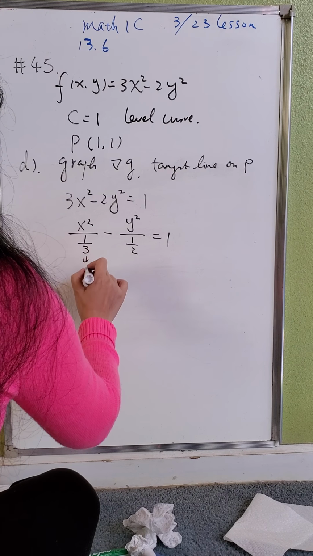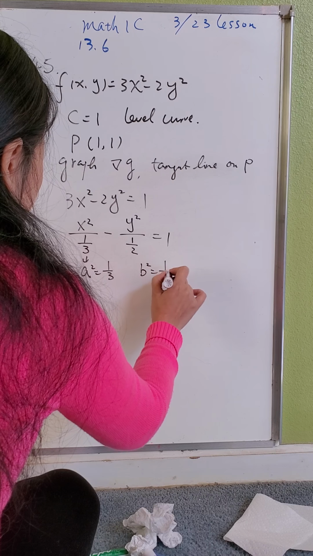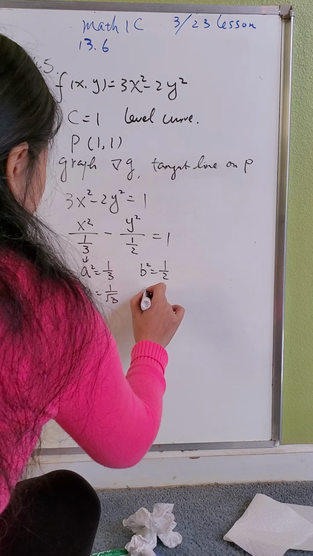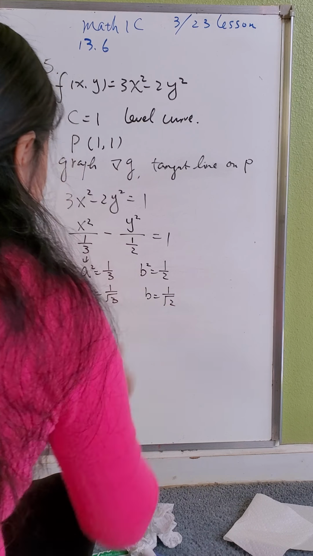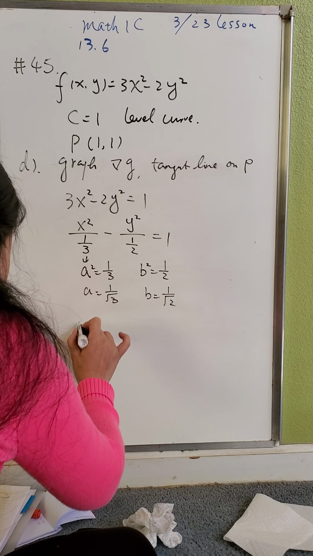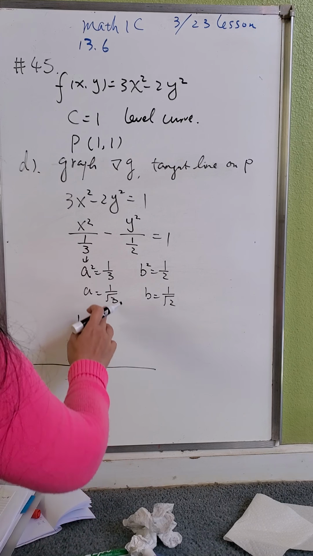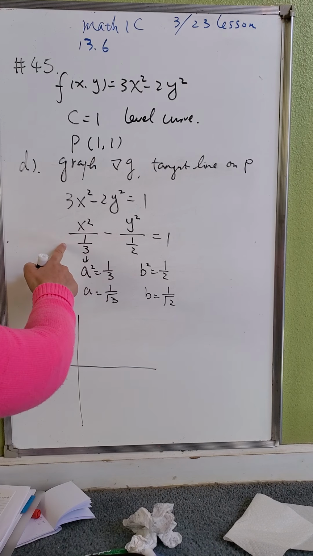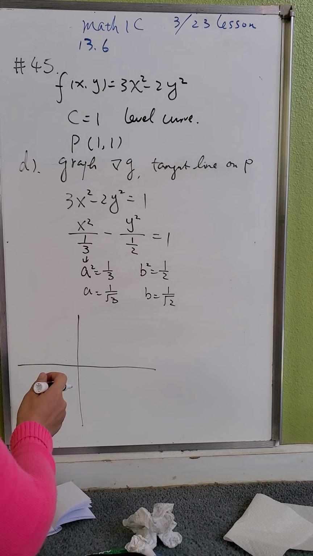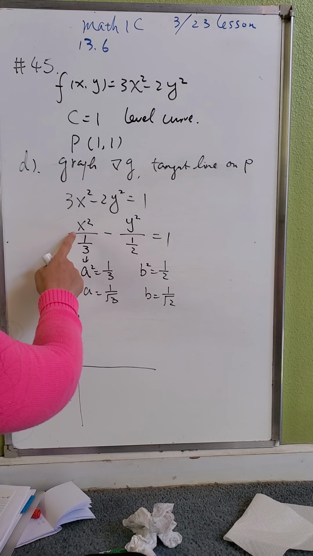This one, a squared is equal to 1/3, b squared is equal to 1/2. And then a is equal to 1 over square root 3, b is equal to 1 over square root 2. Now we need to graph this one, okay? So let's do our best. And the x is first, so that means the x is the transverse axis. So the graph is going to open in the x direction, okay? Because x goes first.